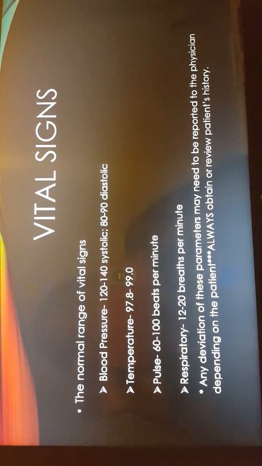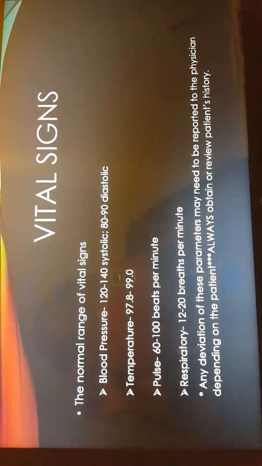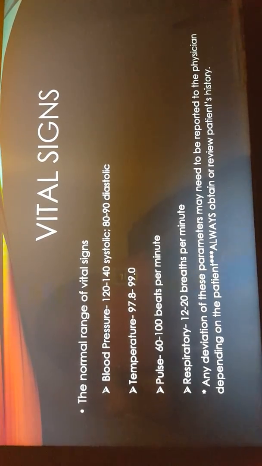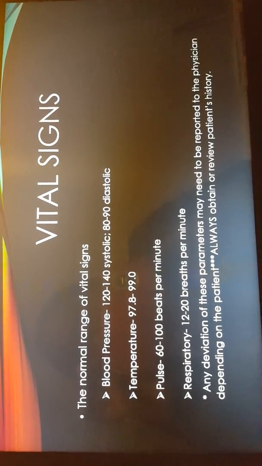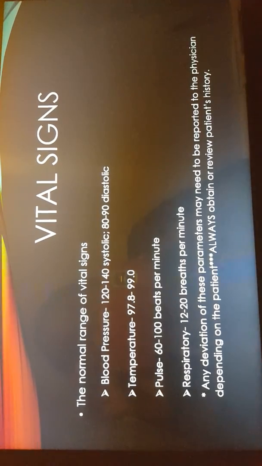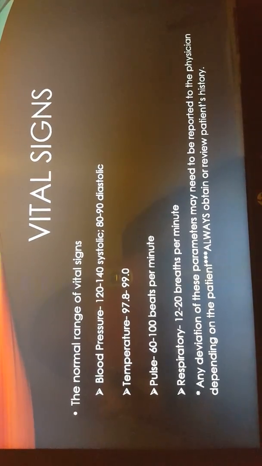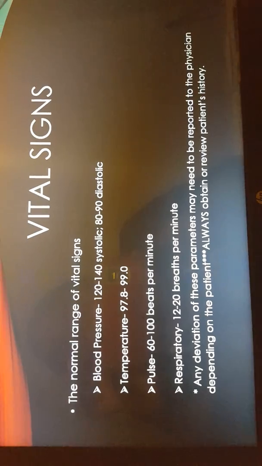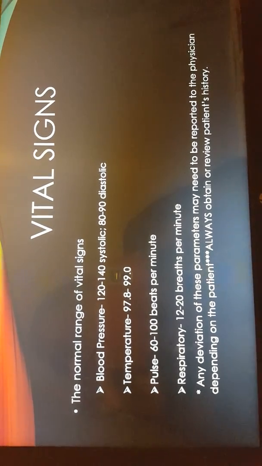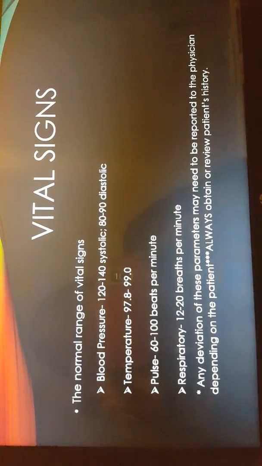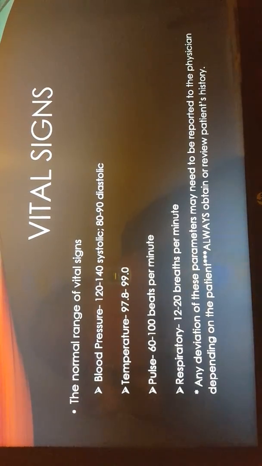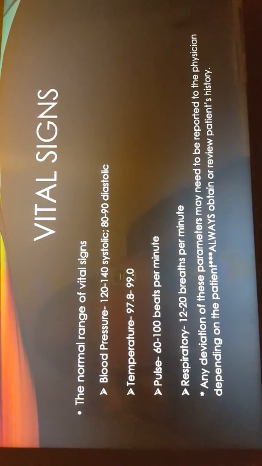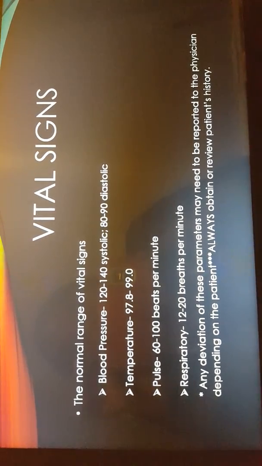The temperature, you can assess temperature orally, tympanic, that's in the ear, or they have one that you can do on the head, and they have a rectal temp, but most times the temperature of choice is the oral temperature, and that's under the tongue. The normal temperature range is 97.8 to 99.0. The pulse will be assessed next. You can assess that at the radial artery, at the wrist.